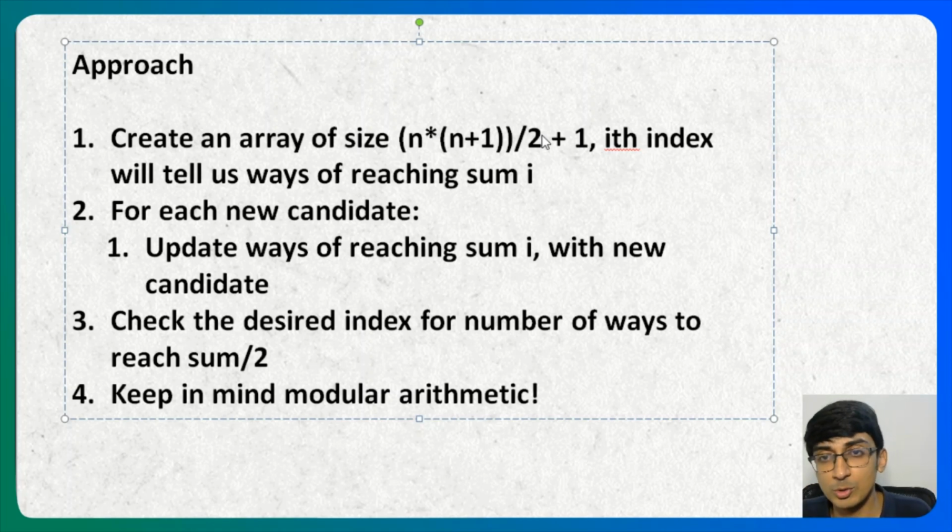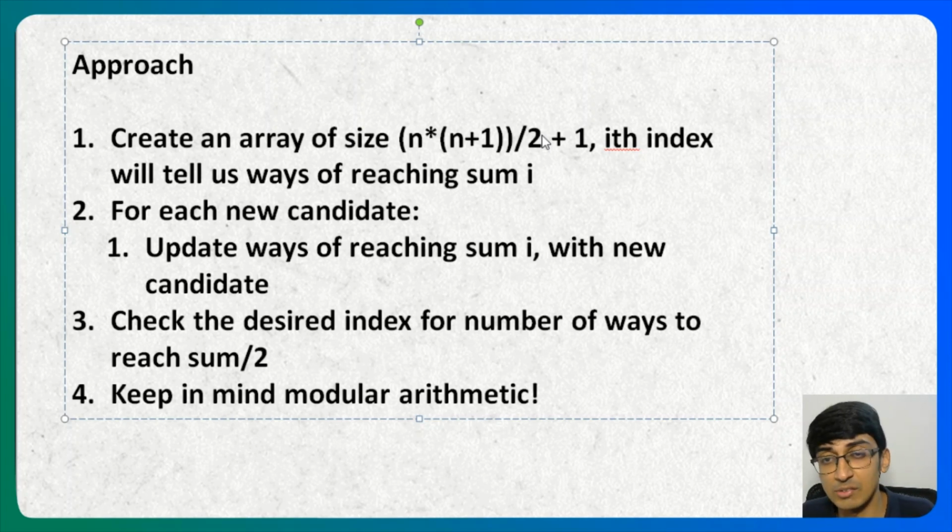Now what you do is you start in ascending order of all the candidates. For the first candidate, like number 1, try to figure out how you can reach a particular sum i now that this new candidate has come in. So look at the previous ways of reaching i, and with this new candidate, is it an increase in the ways of reaching that sum i or not, right? Then go to the desired index. So in this case, it was 5. Generally speaking, it's going to be the total sum divided by 2 that index we will go to.